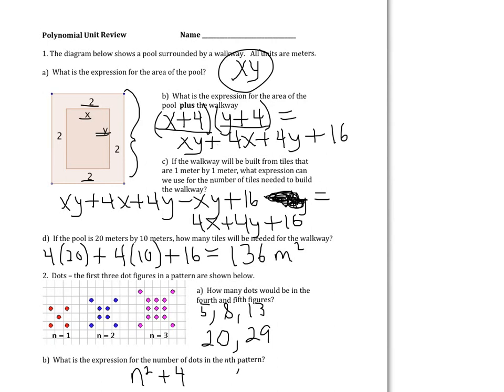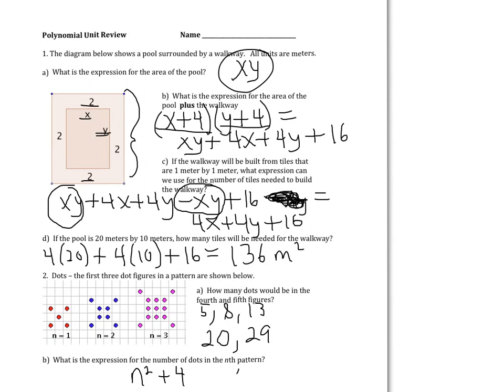Well, if we then take that area and we subtract from it the area of the pool, we end up with a positive and a negative xy, which cancel each other out, and that leaves 4x plus 4y plus 16 as the area of just the walkway.